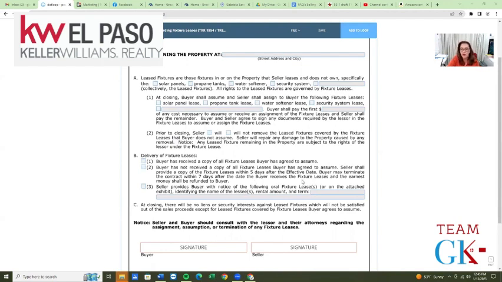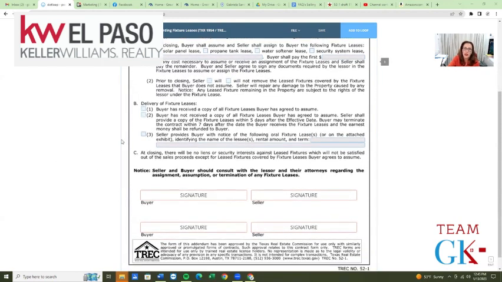So if they don't have that information, they have 5 days after the contract to get it. Let's say they get it on day 4, then they have 7 days after that to terminate if they choose not to proceed because of that lease. Or seller provides buyer with written notice of all fixture leases or the attached, identifying name of lessees, rental amount, and term. Okay. So we want to make sure we get everything in writing.